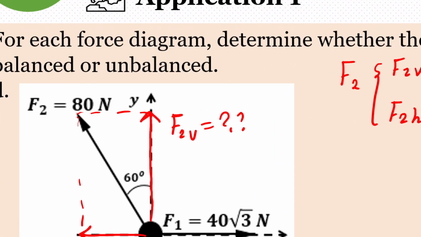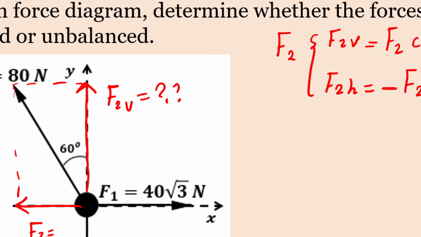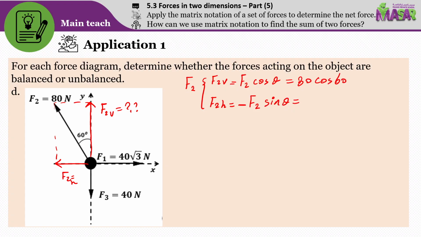Now for F2, we have 80. The angle is 60. So F2V is 80 cosine 60, and F2H is 80 sine 60, with the minus sign. The answers are 40 Newton along the vertical and minus 40 radical 3 Newton along the horizontal.